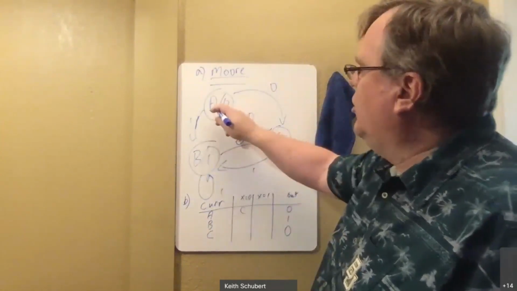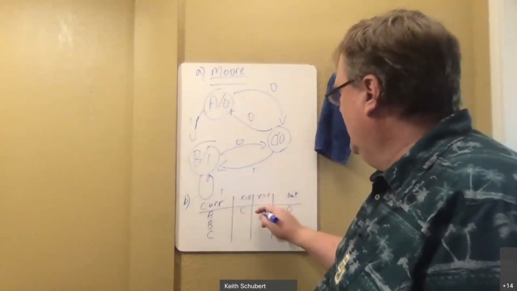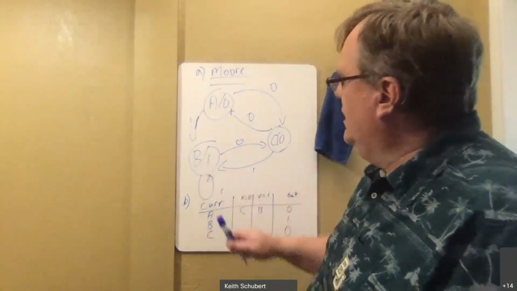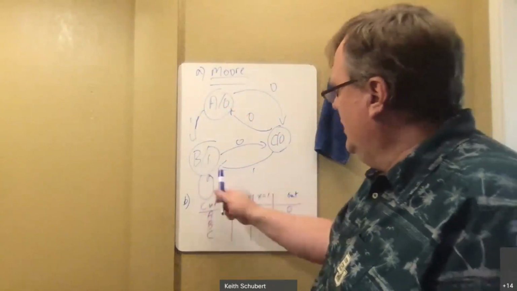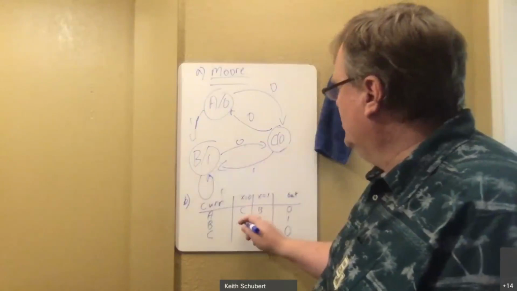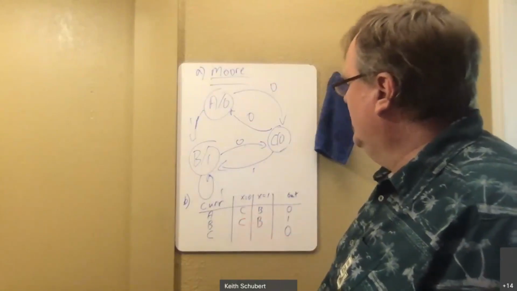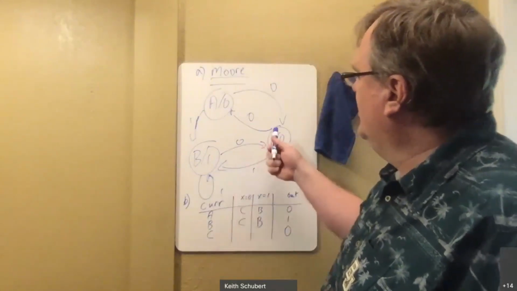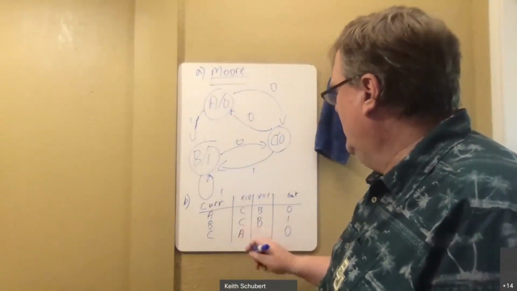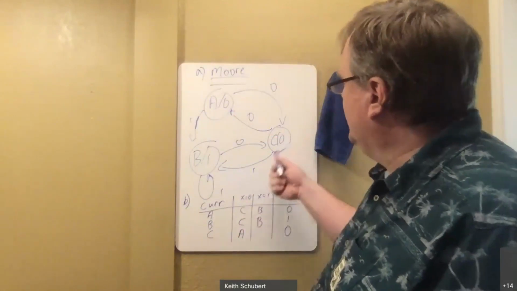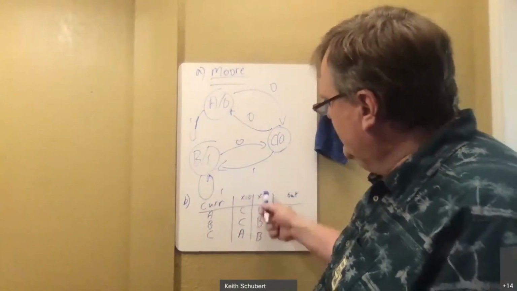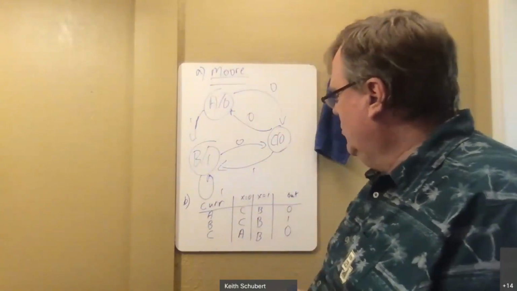And A on a 1 goes to B. If I'm at B and I get a 1, I stay at B. And on a 0, I go to C. If I'm at C and I get a 0, I go to A. And if I'm at C and I get a 1, I go to B. So in every case, I go to B when X is equal to a 1.